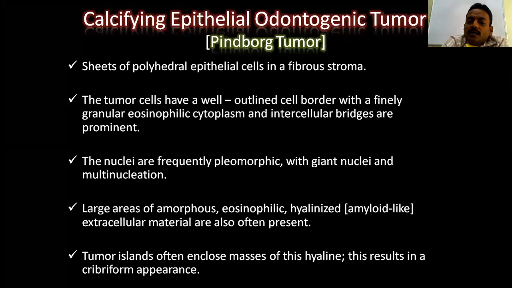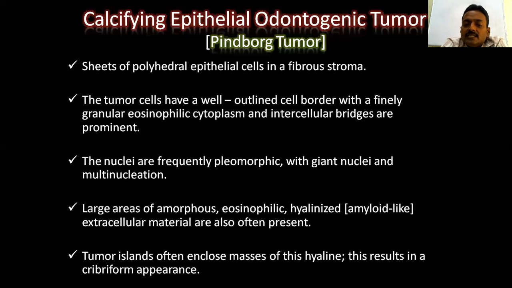The nuclei are frequently pleomorphic. I hope you all know what pleomorphic is. It means many forms. The nuclei are frequently pleomorphic with giant nuclei and multinucleation. Multinucleation means it has a multinuclear appearance, and giant nuclei means it has a large-sized nucleus.